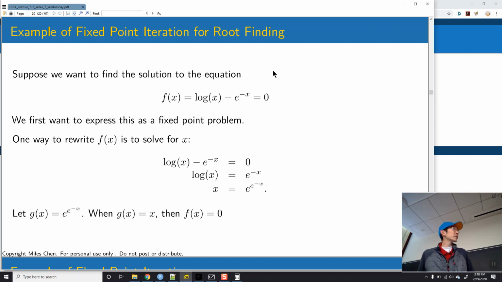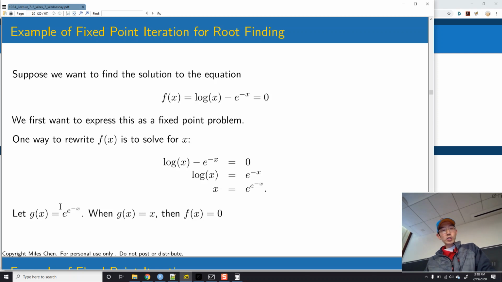All right, we're going to look at this function numerous times. We're going to say f of x is equal to log of x minus e to the negative x. We want to solve where f of x is equal to 0. So we say f of x, log of x minus e to the negative x, is equal to 0, and we rewrite this by solving for x. I add e to the negative x to both sides, I raise both sides to e, so I have x is equal to e to the negative x.